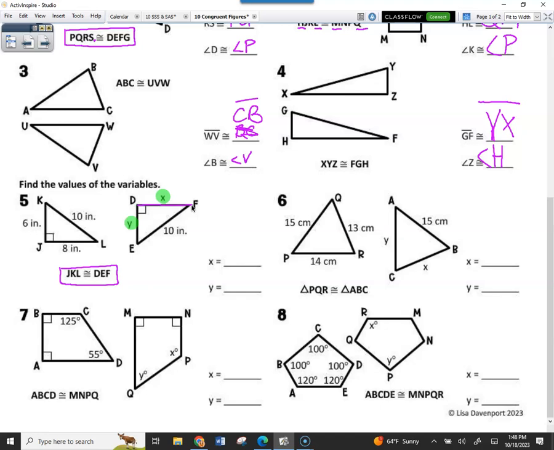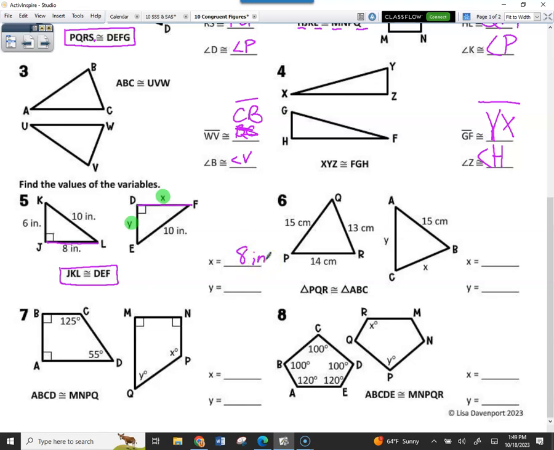Find DF. So what's it congruent to over here? DF is equal to JL. Go to JL, and JL measures 8 inches.